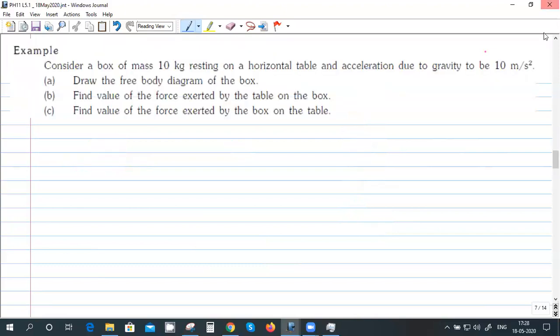Now let us consider this example. Just take a pen and paper and try this one. A horizontal table, gravity 10 meter per second square, a box of 10 kg. Draw the free body diagram of the box. Find the value of the force exerted by the table on the box, and the force exerted by the box on the table.